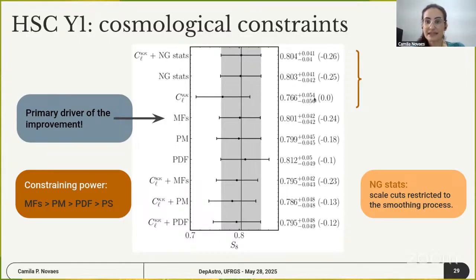So you can see here that the main driver of this improvement is the Minkowski functionals. So here I put the constraining power of the 4 non-Gaussian statistics.